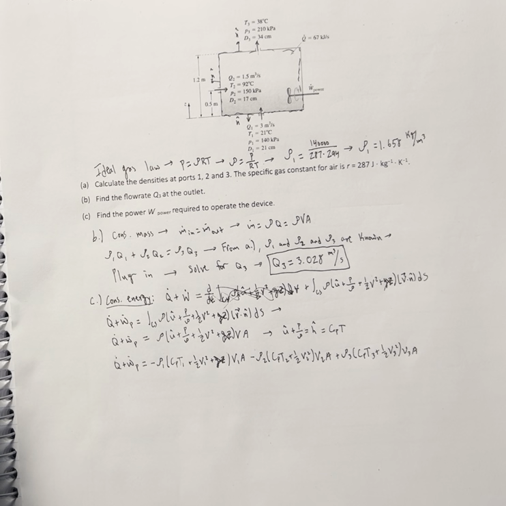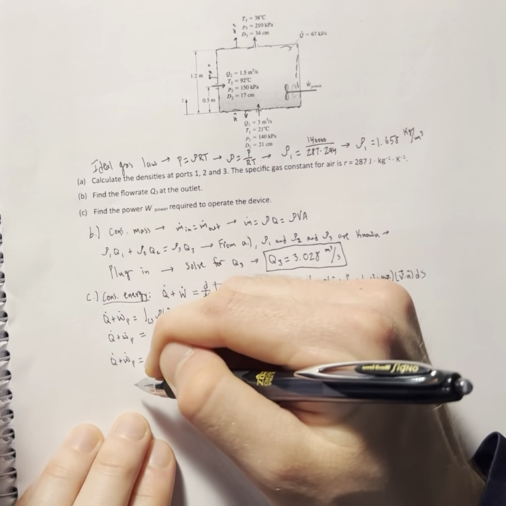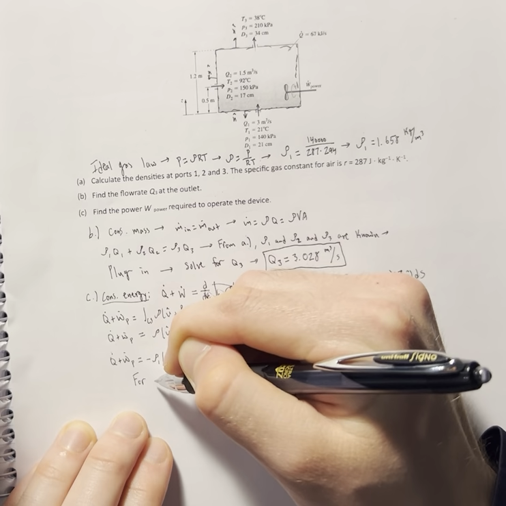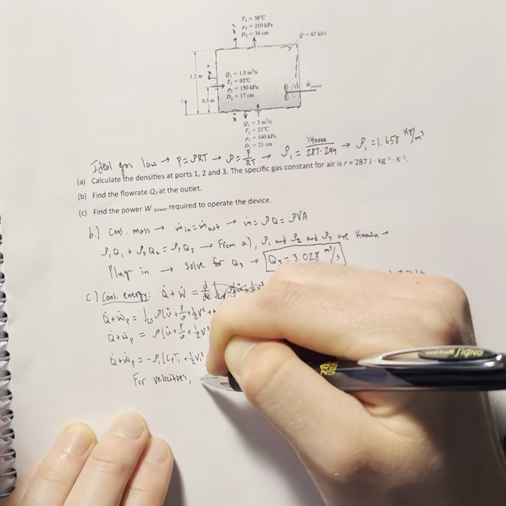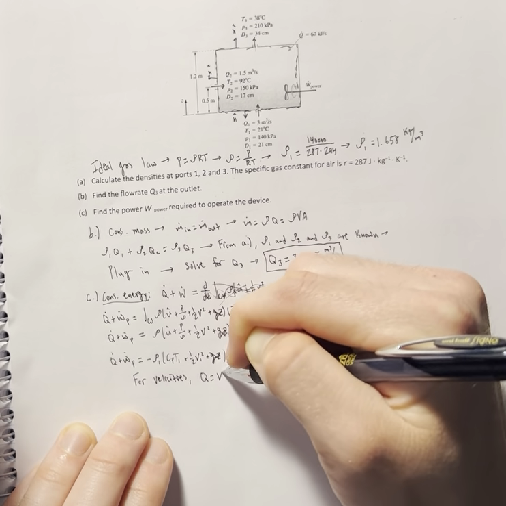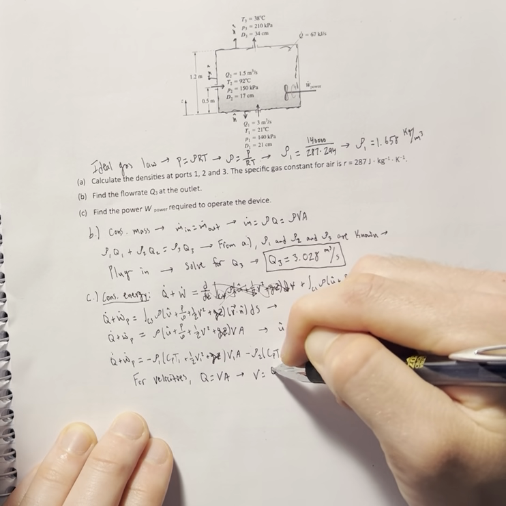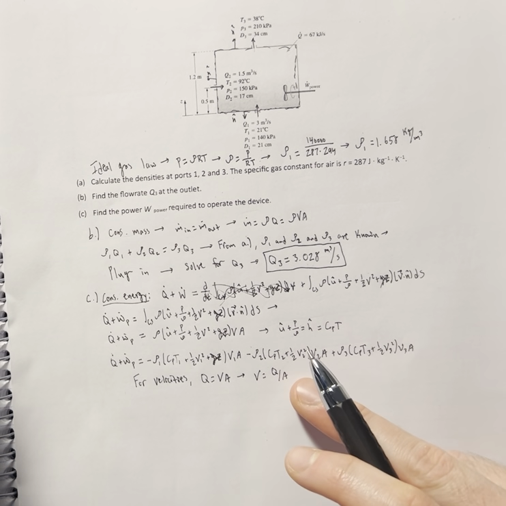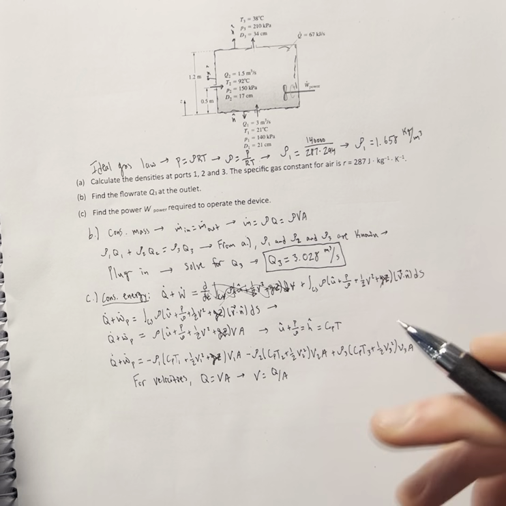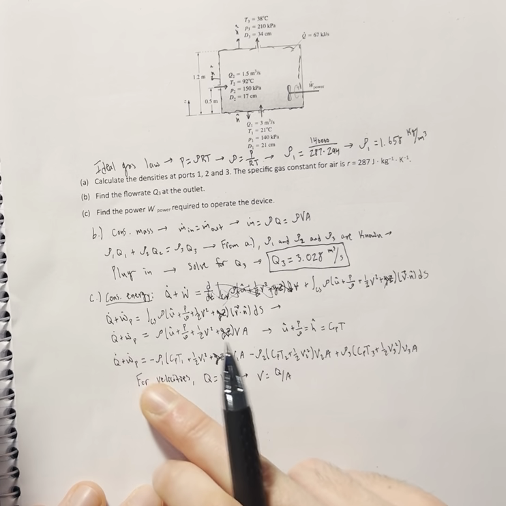And now, I guess the only thing technically we don't know is the V's. But for velocity, Q equals V times A. So V equals Q over A, where we know all the Q's at this point and we know all the areas. So go find your V's from that. So anyway, we end up solving for this W dot power, W dot P.